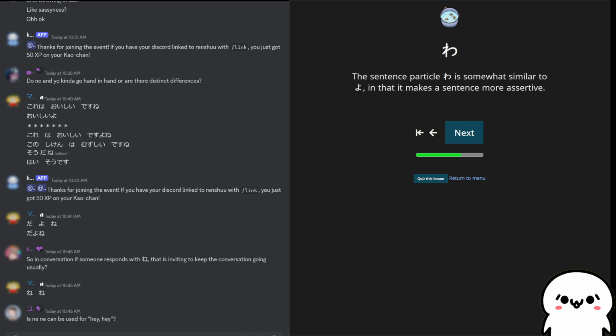So these two are, in comparison to the ones we just did, used 1/100th of the time, a fraction of the time of yo and ne. But in terms of where they go in sentences, it's basically the same spot, and so we felt it was worthwhile bringing these up. Wa is very similar to yo in terms of what it accomplishes. It's that extra emphasis. It makes it a little bit stronger, a bit more assertive, as Renshu was noting.